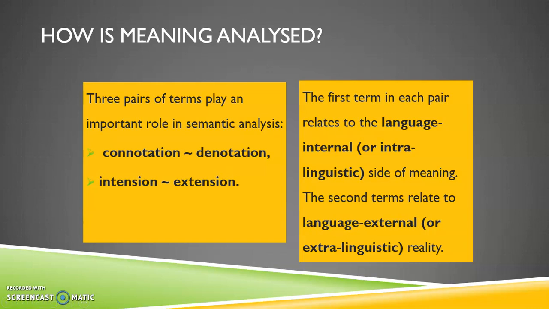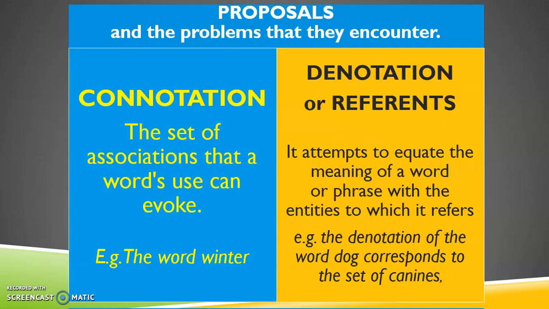And remember that when we studied semiotics, we had the signified and the signifier. When we talk about signs, it's quite similar to that. So these are the proposals. We have connotation and denotation. They said connotation is the set of associations that a word's use can evoke.